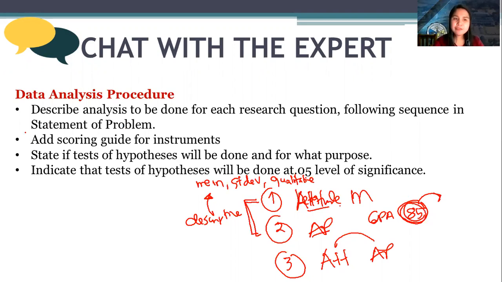Next, if you are using an instrument, you need to add the scoring guide. How will you score? Then, if you have a hypothesis, like in number 3, what's our hypothesis? There is no significant relationship between attitude and academic performance. Then I'll state my test of hypothesis. What test will I use? Then indicate that I will test it at 0.05 level of significance.